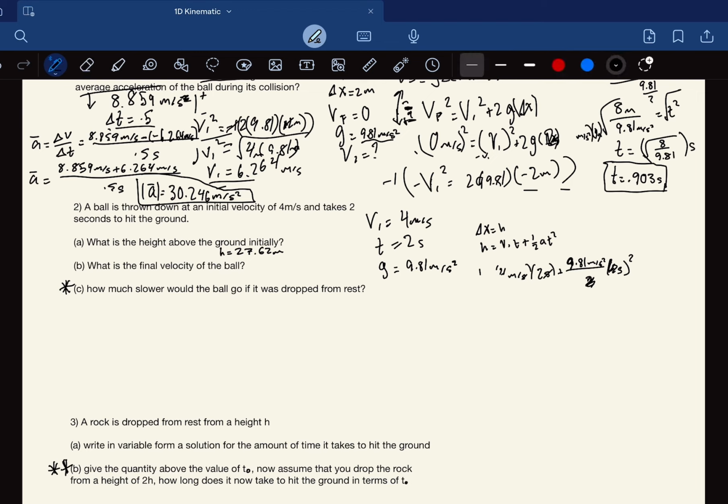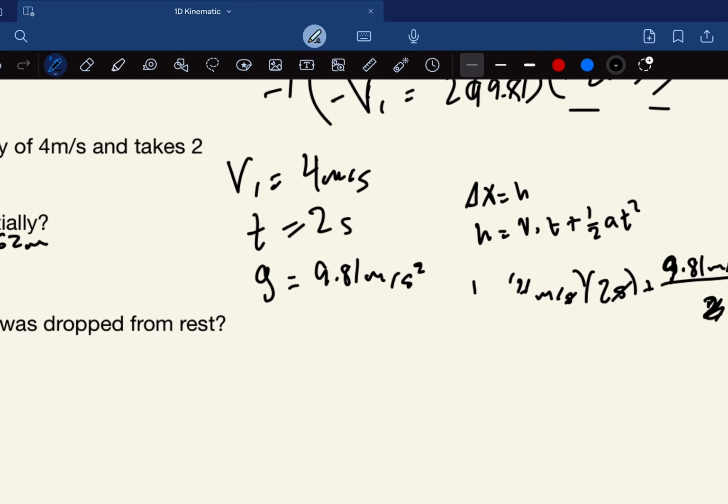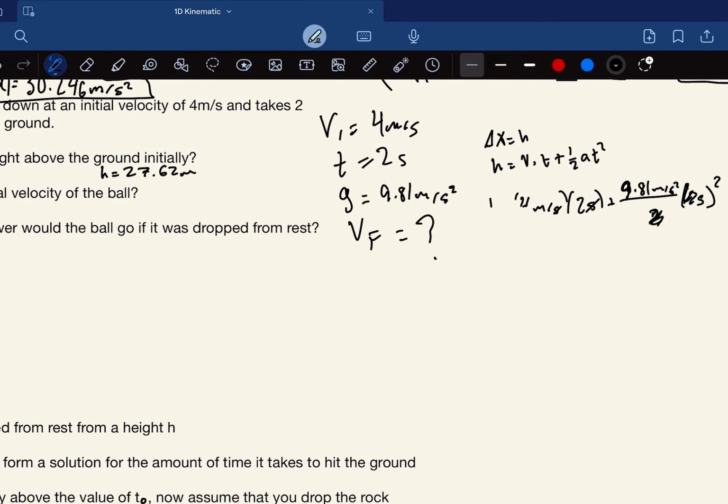So for part B, we have: what is the final velocity of the ball? We are just looking for VF. VF equals question mark. For this problem, we will be using the formula a equals VF minus VI over delta t, where we don't need a delta, but I'll put it, which is equal to g, since a equals g in this case.